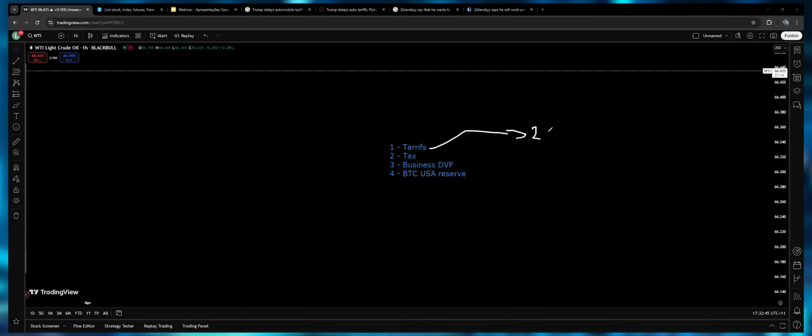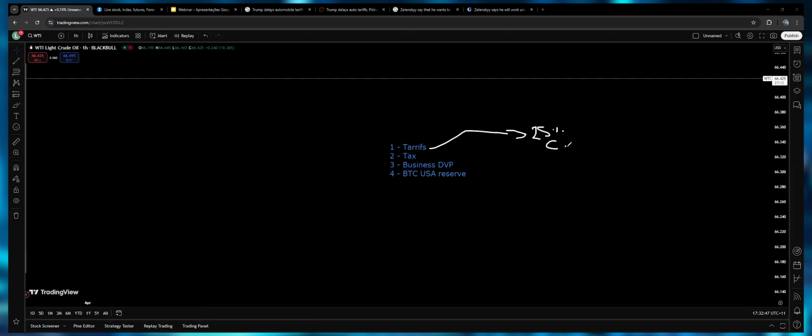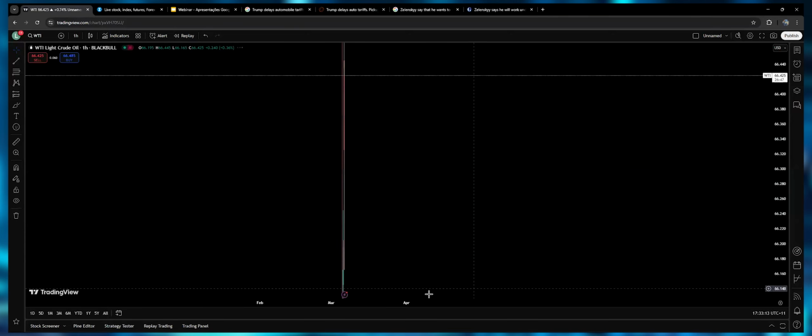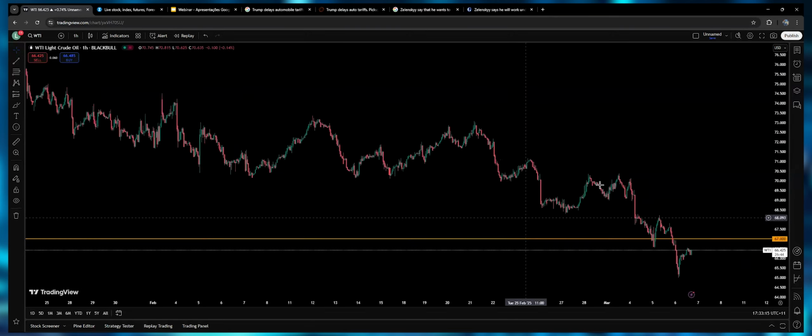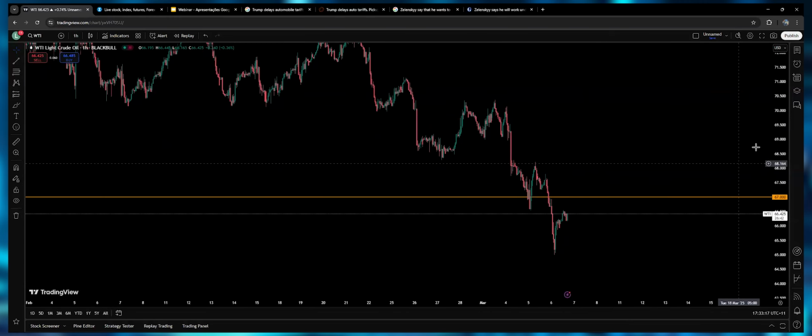So 25% tariffs on Canada, Mexico, and China. China is only 10%. I'm not too sure why he did 10%. Maybe there is a reason behind it, but I didn't search for that. And then the next point is the tax. Okay, so taxes would be the next. I'm not too sure what he wants to do because it's very hard to get information from the White House, but we have to be paying attention.